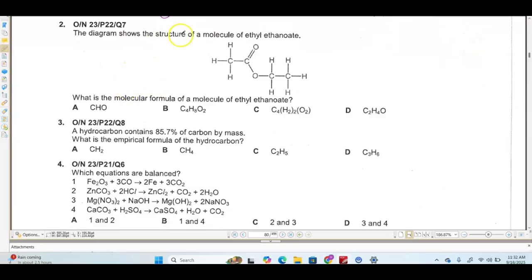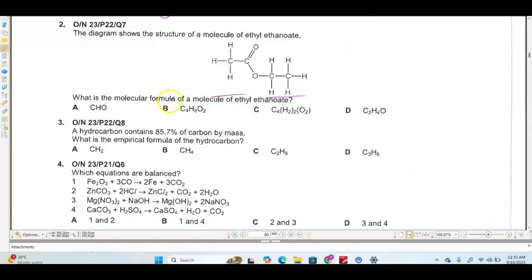Question number 2. The diagram shows the structure of a molecule of ethyl ethanoate. What is the molecular formula of a molecule of ethyl ethanoate? Okay, ethyl ethanoate is basically an ester. This is the alcohol part, and this is the carboxylic part. You don't need to get into these details at the moment. We just have to find the molecular formula.